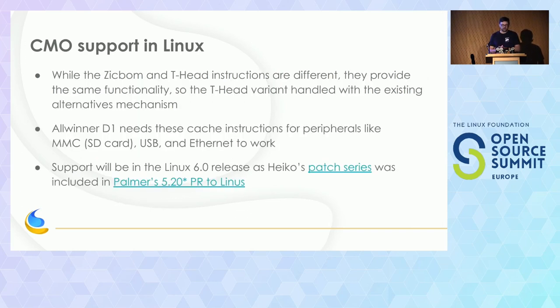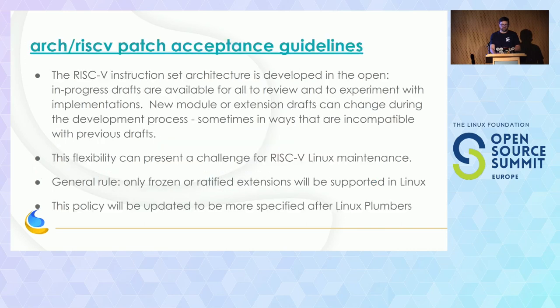So Heiko also used the alternatives framework to be able to do that instruction patching, so we can support both the standard and also the T-head variant, which has worked out quite well. And that patch series has actually been accepted by Palmer, who's the maintainer, and that will be coming up in the Linux 6.0 release. And this will allow us to be able to boot the Allwinner D1 with mainline. There's a little bit of work that still needs to be done to get the device trees mainline as well, but these were the two really difficult things.